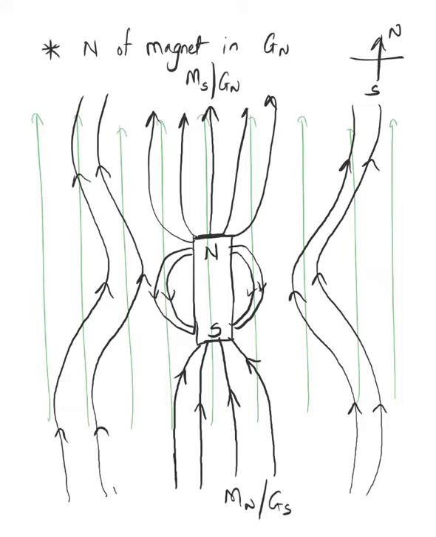Clear, guys? So this was north pole of a magnet facing what? I'll repeat once again, guys. This is north pole of a magnet facing what? Geographic north, we can say. Okay, north pole of a magnet facing geographic north.